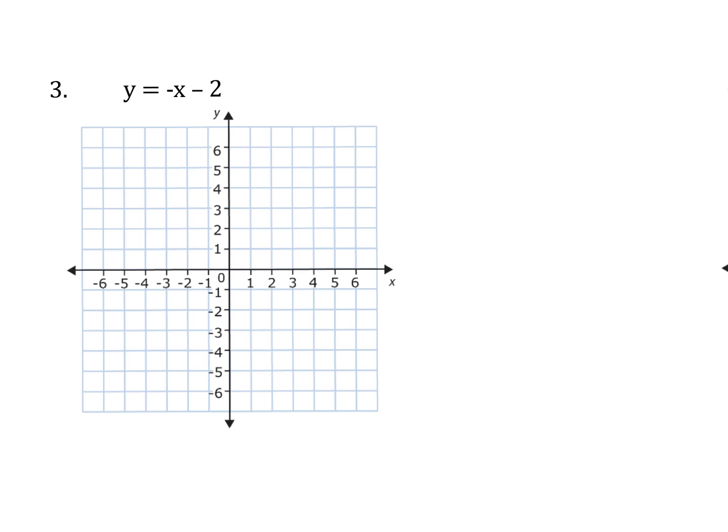Hey mathematicians, so example number 3 is in slope-intercept form, y equals mx plus b. So we're just going to use slope-intercept form to graph it. So b, that y-intercept, is your beginning point, so our first coordinate will be at -2.